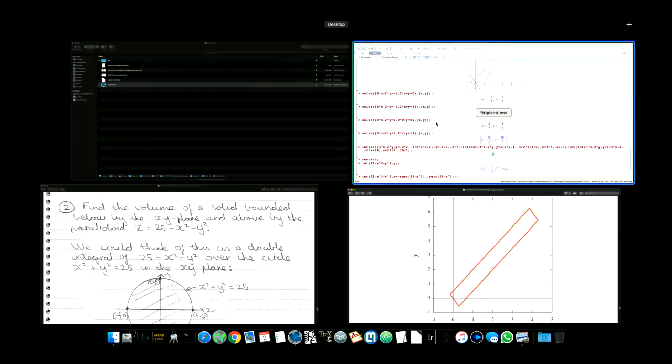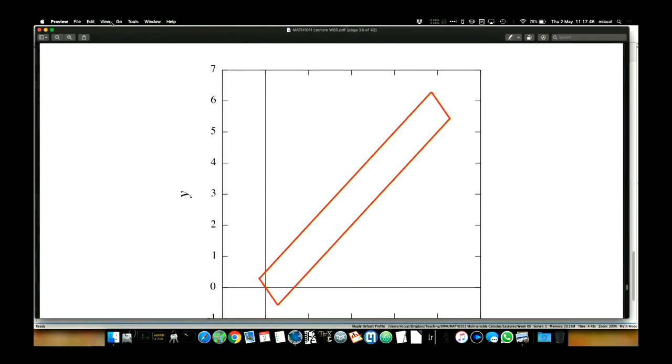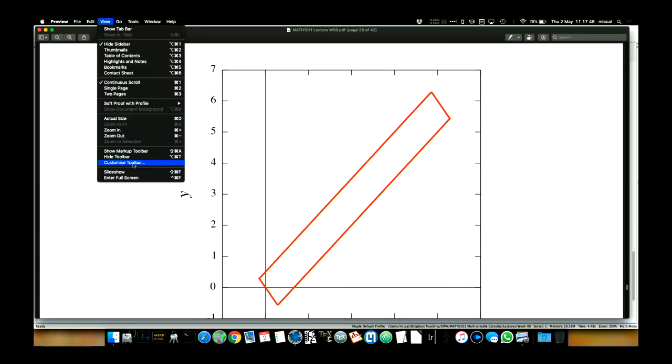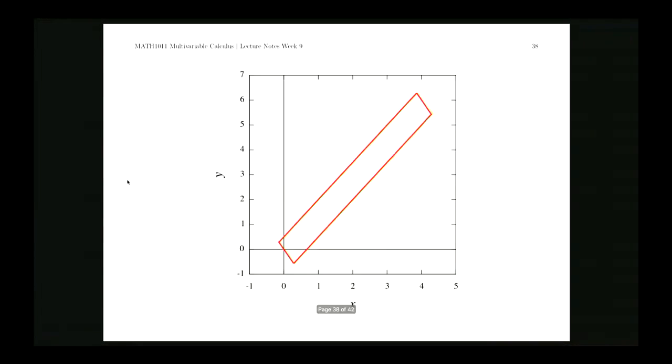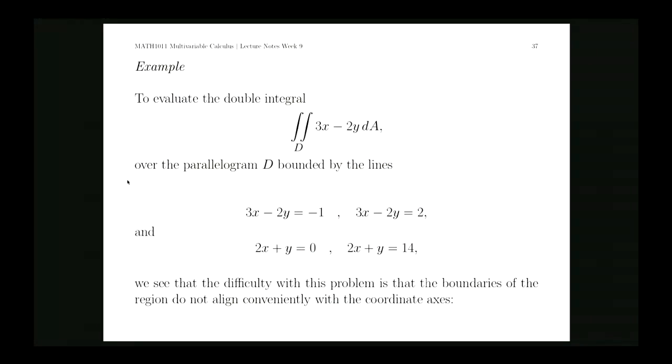Take note of how I've written them. So you've got the lines 3x minus 2y equals minus 1, 3x minus 2y equals 2, and then 2 other lines, 2x plus y equals 0, 2x plus y equals 14. What you can see is the first row, the left-hand sides are the same, aren't they? And the second ones are the same.